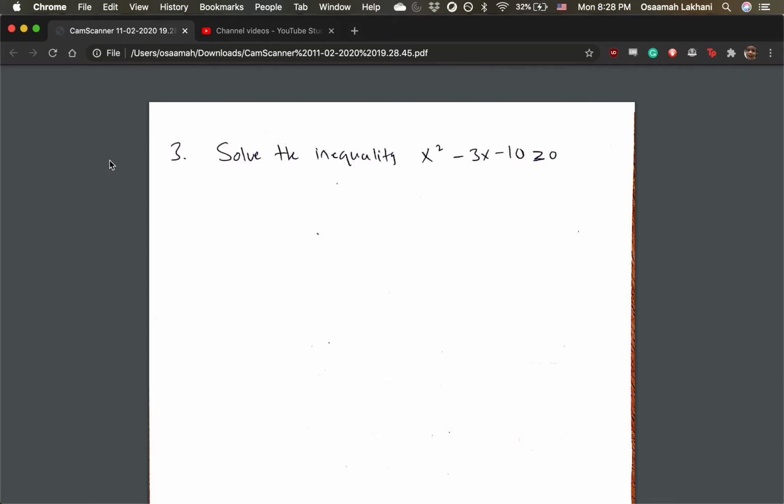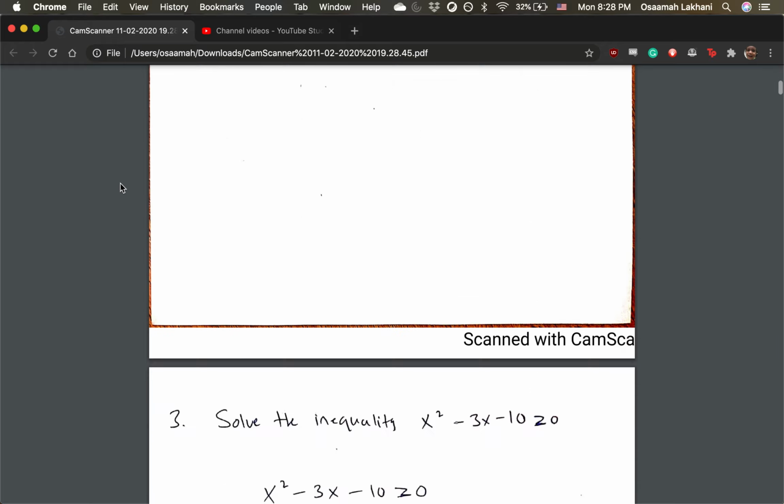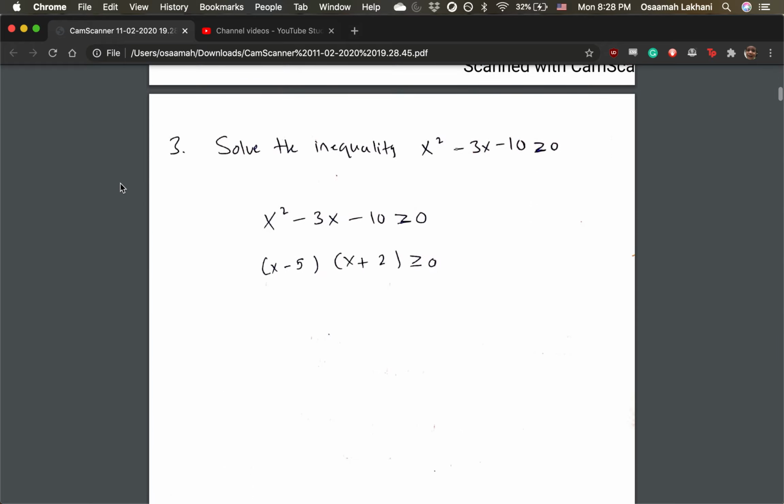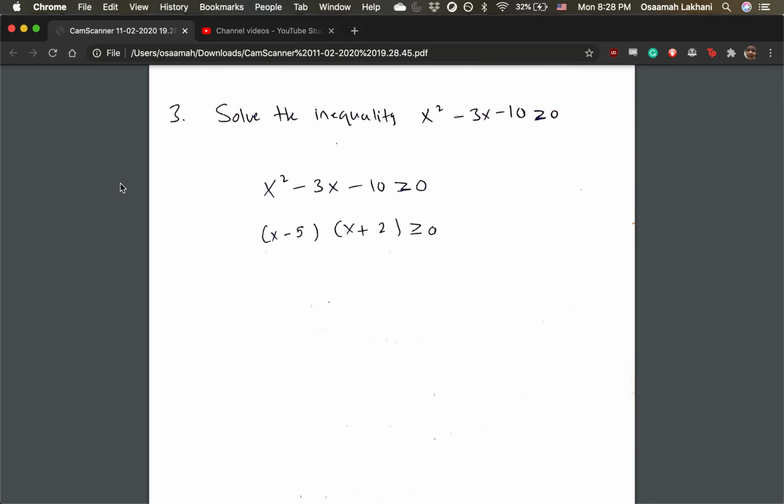Okay, in this next part, we're going to be doing a few more questions. So the first question is to solve the inequality x squared minus 3x minus 10 is more than or equal to 0. So the first step is to factor that because that is a quadratic. x squared minus 3x minus 10 is greater than or equal to 0.